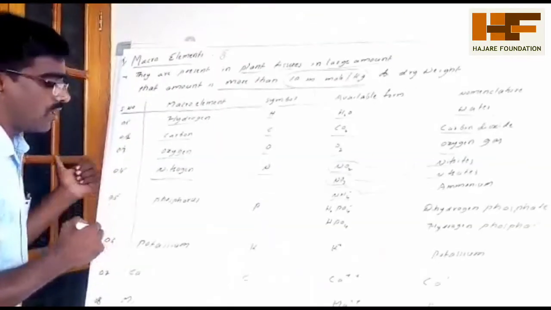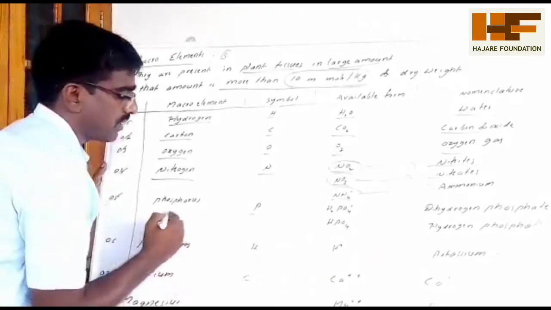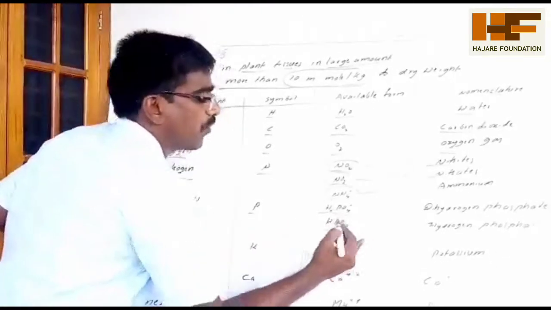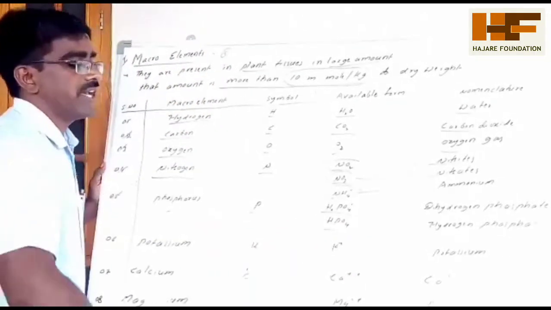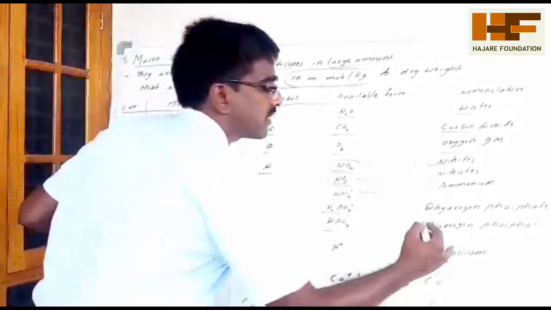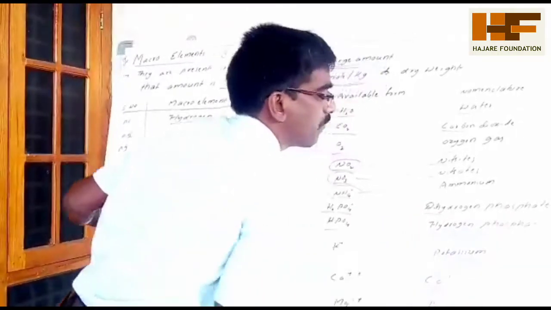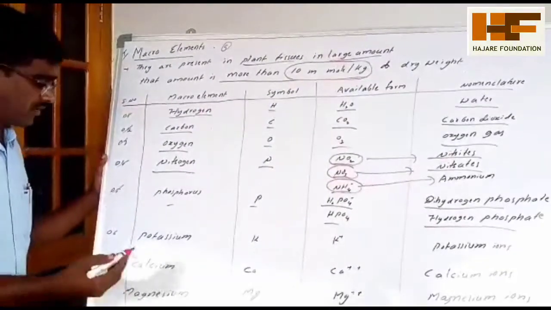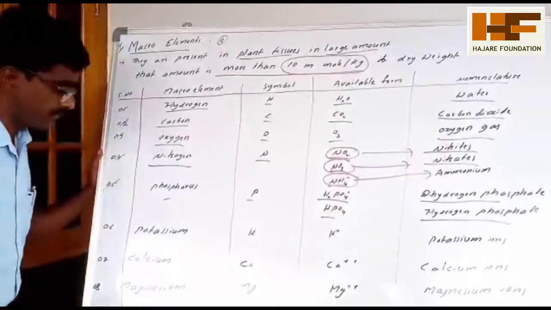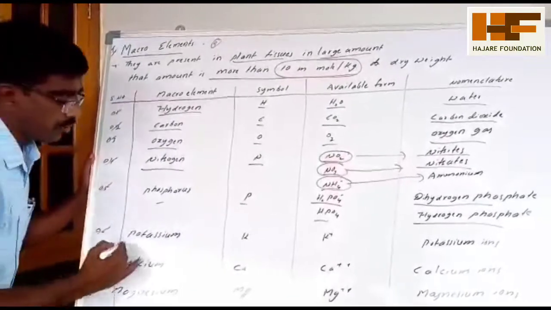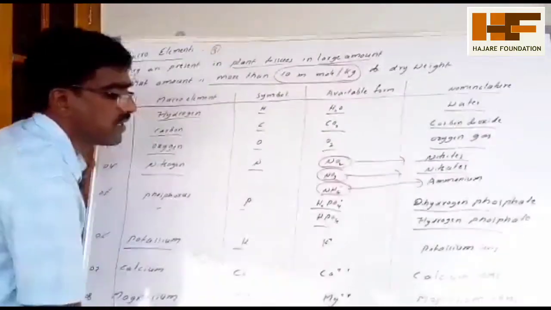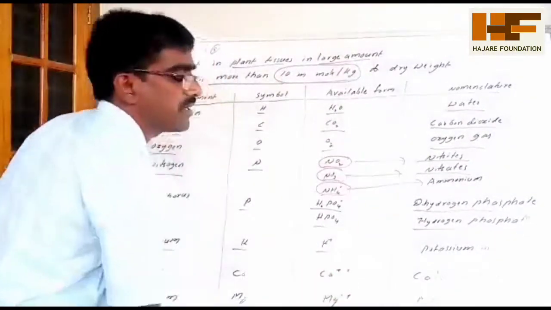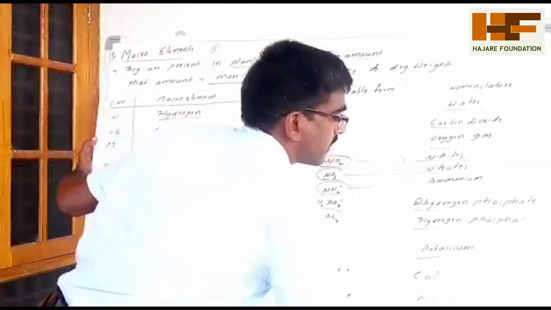The next macroelement is phosphorus. The symbol is P, and it is available in 2 forms: H2PO4- and HPO4 2-, which are dihydrogen phosphate and hydrogen phosphate. It is also available from soil. The sixth one is potassium. The common symbol is K. It is available as K+, that is, potassium ions.